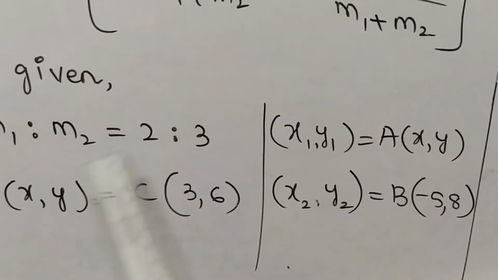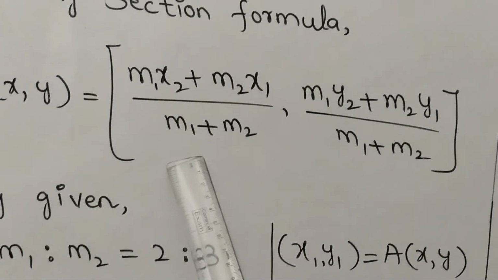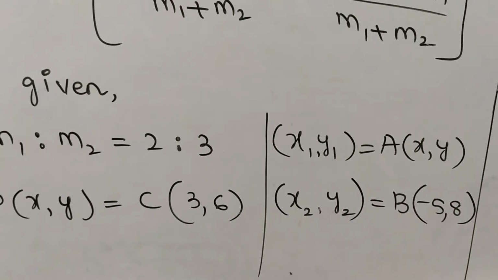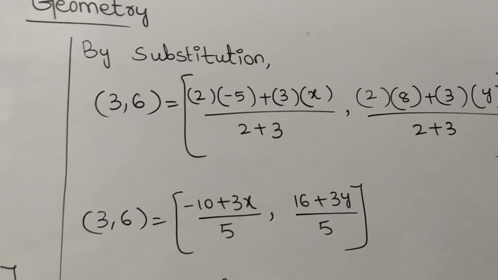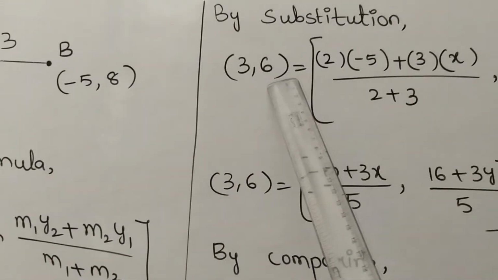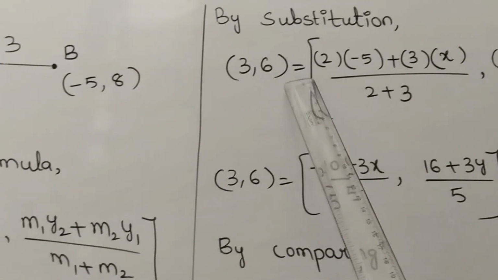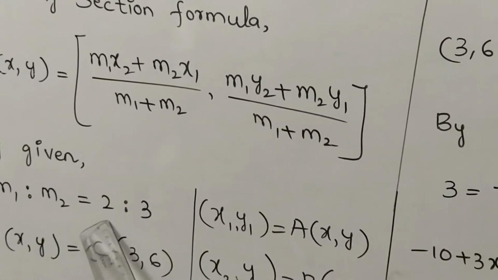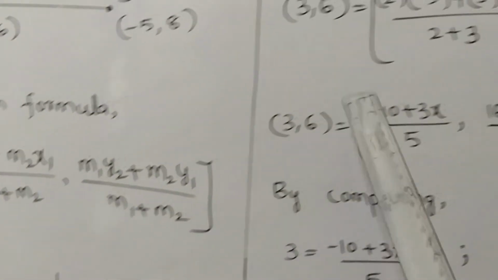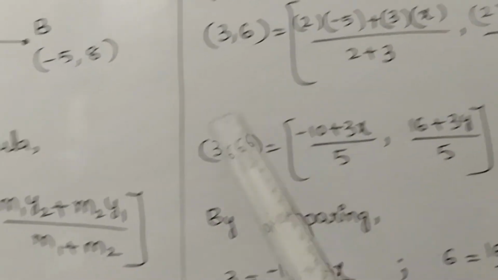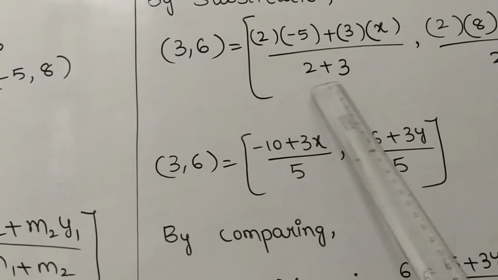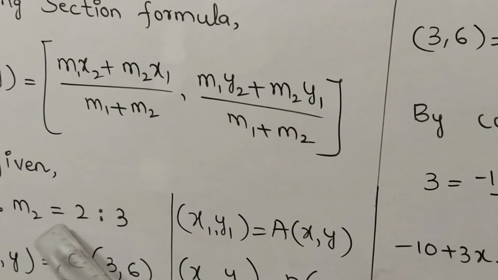Now let us substitute all these values in this section formula, then you will get the value of this (x, y), that is point A. See here, I have done the substitution. First we write the value of C in the middle, (3, 6). So write 3, 6 is equal to m1 x2, where m1 is 2 and m2 is 3, students. So m1 x2 value is -5. Based on this I am writing 2 into -5 plus m2 is 3, so 3 into x1, nothing but here x. So write 3 into x, by 2 plus 3, that is m1 plus m2.